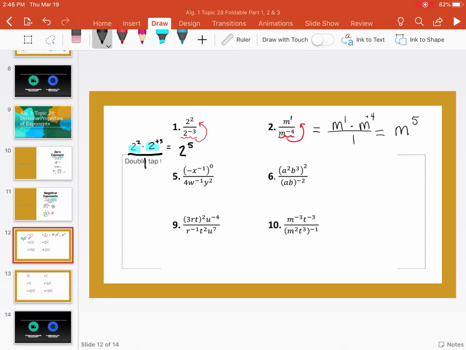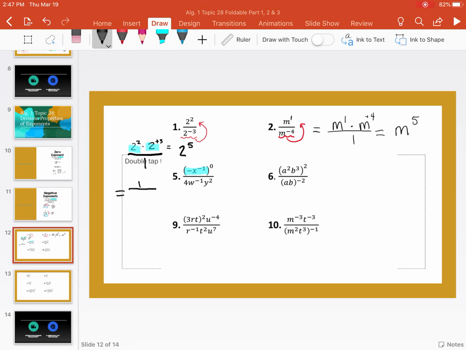This is number 5. So again, in this foldable, it goes across from left to right instead of just this individual flap. So make sure you're looking at problem number 5 here. Negative x to the negative first, all raised to the 0 power, over 4 to the negative first y squared. Now remember what I said before? This whole thing looks kind of messy and ugly, but it's raised to the 0th power. So automatically, our numerator is just going to change to 1.